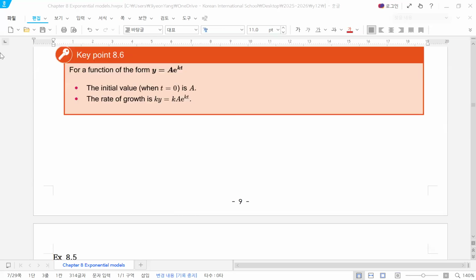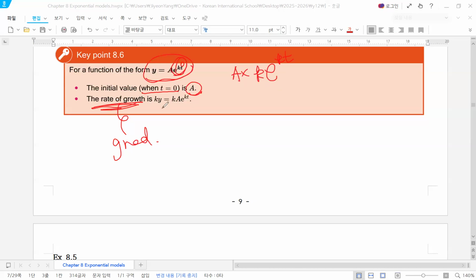Okay, let's look at this key point, students. For a function of the form y equals a times e to the power of kt, the initial value means when t equals 0. When t equals 0, this value is going to be 1. So it's what? It's a, right? And then as we all know, the gradient, the rate of growth, the rate of change, means gradient. The gradient of this graph is a times k times e to the power of kt.